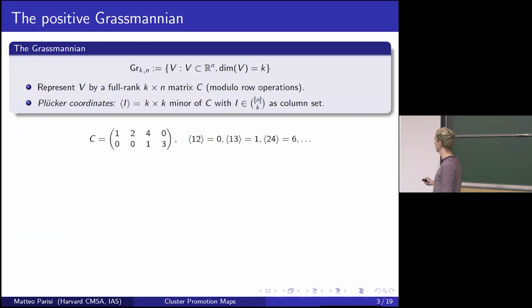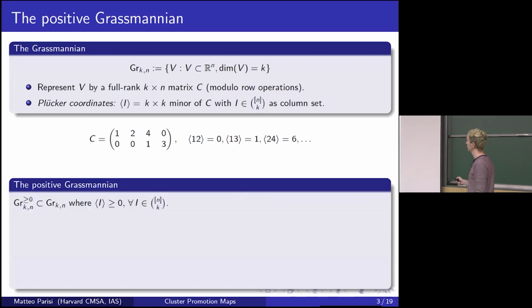So if you have a 2 times 4 matrix, the minor with columns 1 and 2 is 0 in this case, and the minor with column 1 and column 3 is 1, and so on. We want to consider all the collections of these minors as coordinates on the Grassmannian. In particular, we want to consider the subset of the Grassmannian where all these Plücker coordinates are non-negative. This is called the positive Grassmannian.